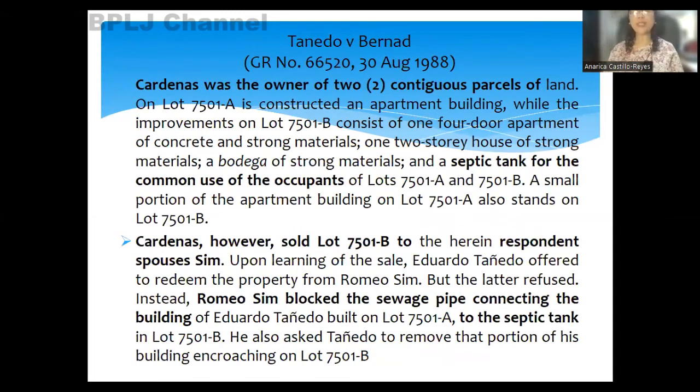The case of Taniedo versus Bernard. Cardenas was the owner of 2 contiguous parcels of land. Okay? On one parcel, an apartment building was constructed. There is a 4-door apartment, and on another lot, there is a septic tank for the common use of the occupants of the building as well as the apartment. Cardenas, however, sold one of the lots to the spouses Sim.